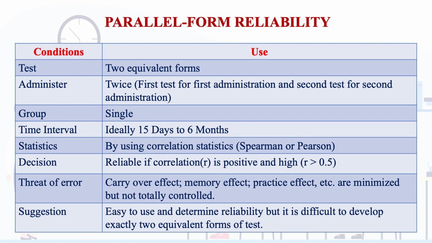And under suggestion we can say that it is easy to use and determine reliability, but it is difficult to develop exactly two equivalent forms of items. So friends, here the most important task is that it is very difficult to prepare two equivalent sets, two equivalent forms of test, which are equivalent in all respects.